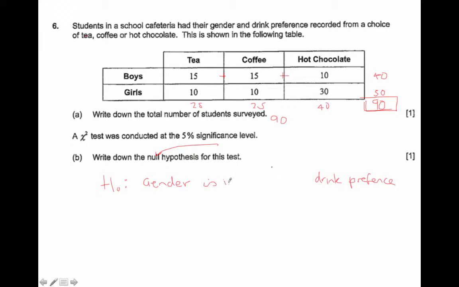Gender is independent of drink preference, or vice versa. Drink preference is independent of gender. That means that whether you prefer one drink or another doesn't depend on whether you're a boy or a girl. Okay? So you need to use the word independent. We can't use correlated or related. I guess you could say not dependent on or not associated with, but really just think null hypothesis, independent.